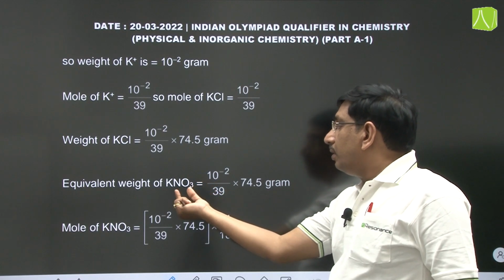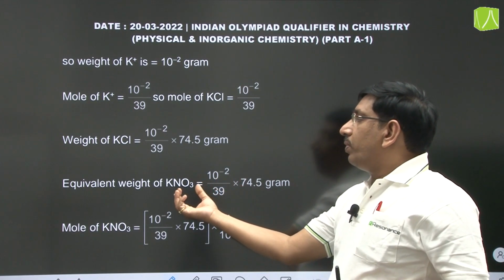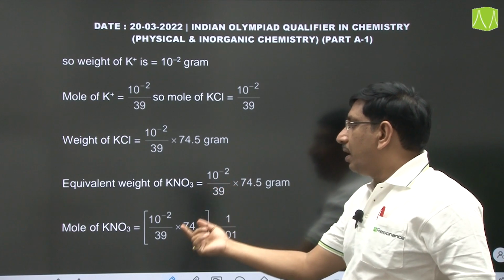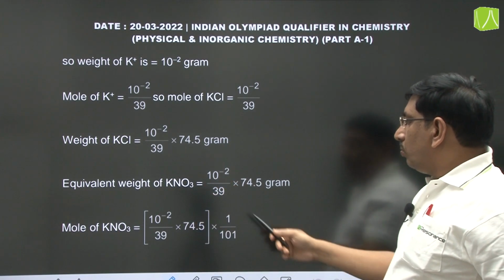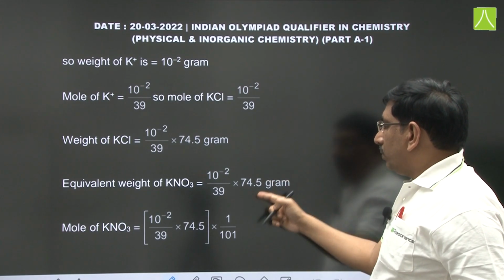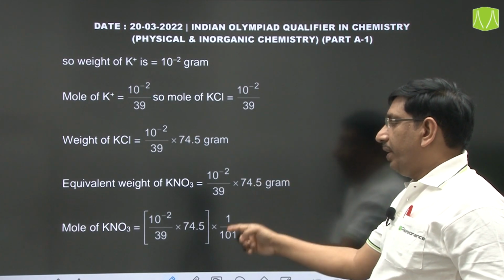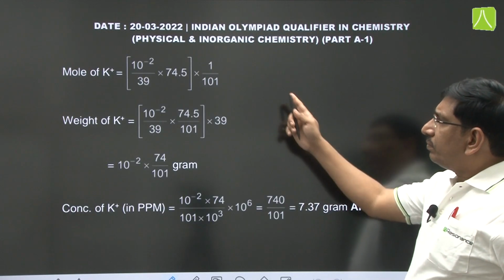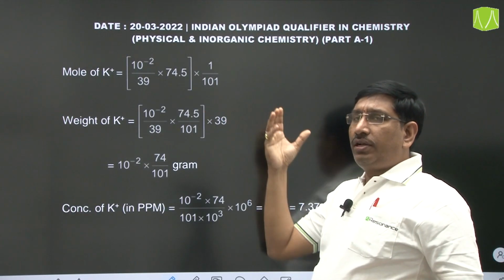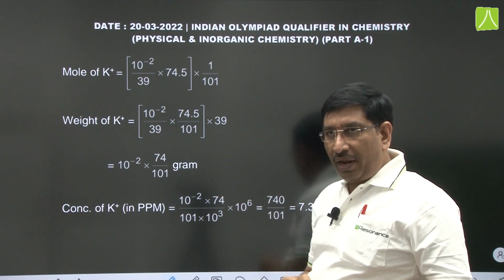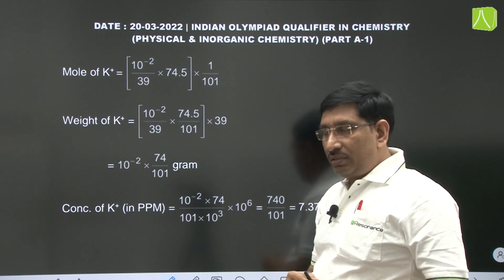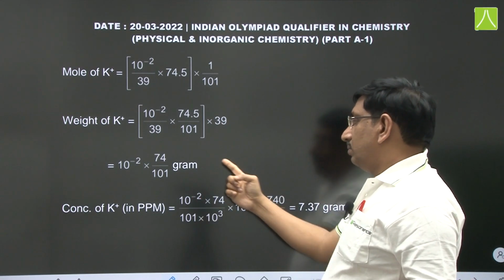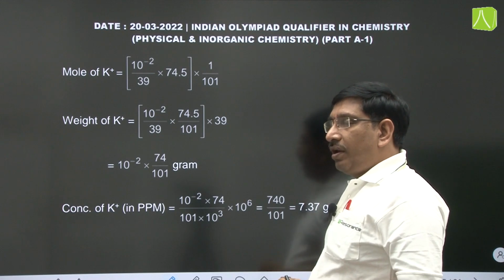Why? Because the student took this weight of potassium nitrate and considered it to be potassium chloride. Now we calculate the moles of potassium nitrate by dividing the weight by its molar mass. The number of moles of potassium ions equals the number of moles of potassium nitrate. Now we again calculate the weight of potassium ions, which equals 10^-2 into 74 upon 101 grams.